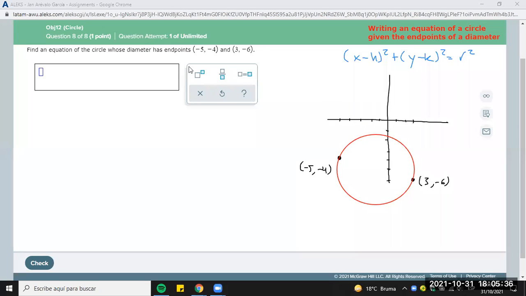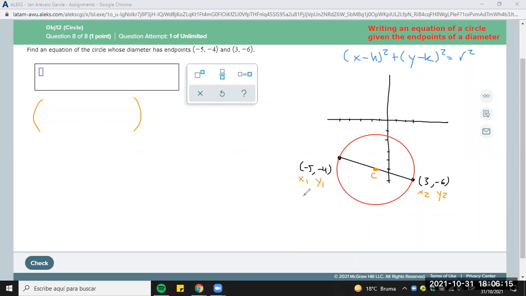That means that the midpoint of that diameter is the center of the circle, right? This is the center. And we want to know the coordinates of that center. To calculate the coordinates of that center, we are going to do this. This is a formula. Let me put this first. This is x1, this is y1, this is x2, this is y2.